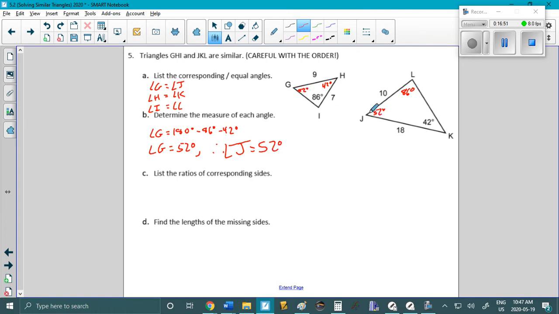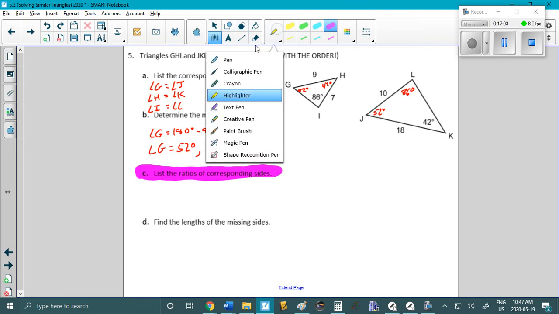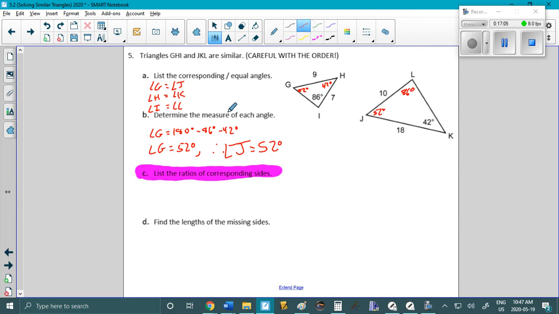Okay, so that's the easy part. Now the hard part. We're asked to list the ratio of corresponding sides, and this one single step is by far the most important. Because when the diagrams are messed up, like they are here, we ignore them for now, and we do this. We say G over J, notice little letters, because little letters mean sides, equals I over L. So remember, sides are small letters, and we just write the same order.